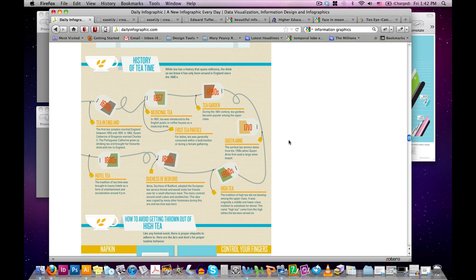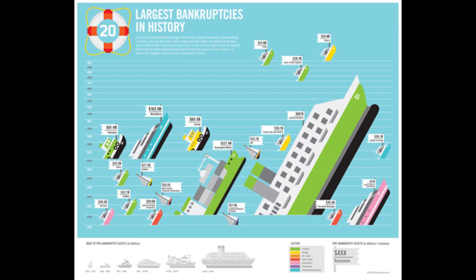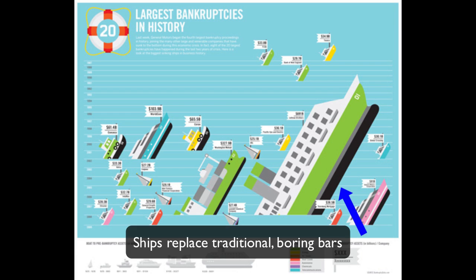I ask myself, which kind of visualization will best represent my data set? Is it a pie chart? A timeline? If I'm comparing the largest bankruptcies in history, then a bar chart might be a good way to quickly represent this information. The modern twist would be to make the bars sinking ships. See how I use this lovely visual metaphor to make the graphic more interesting?